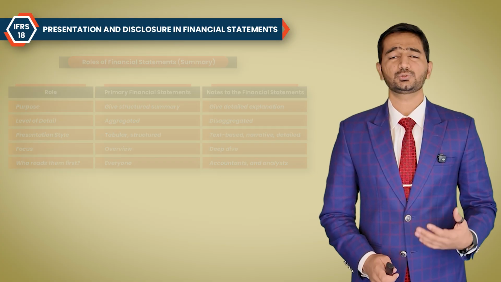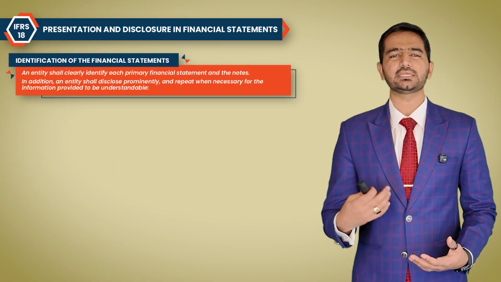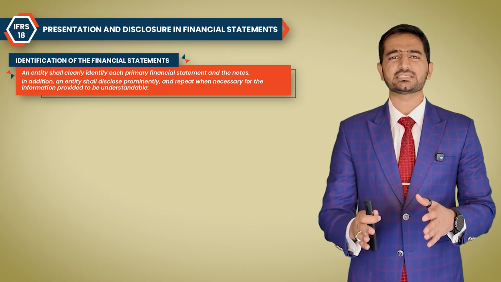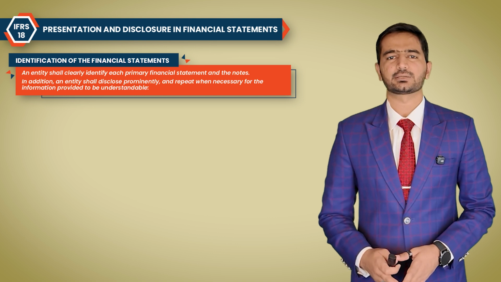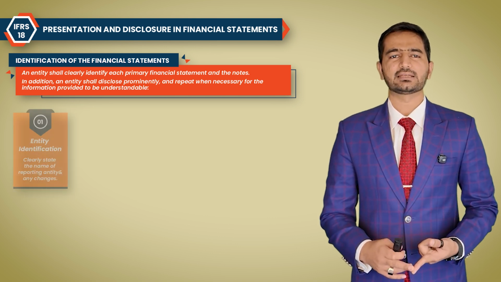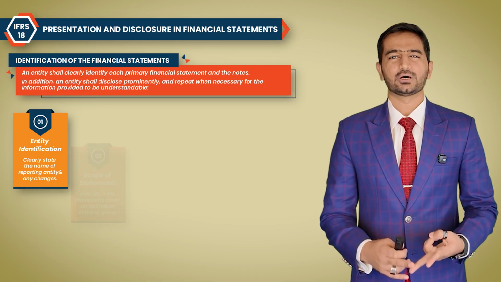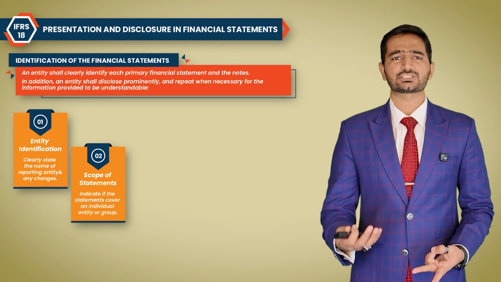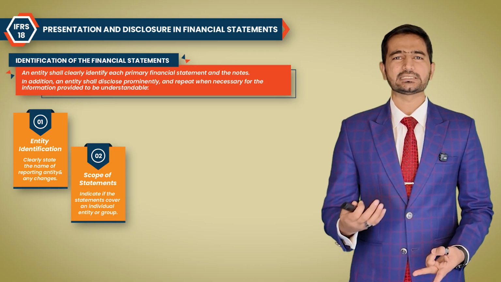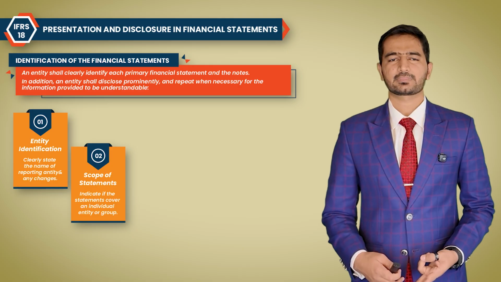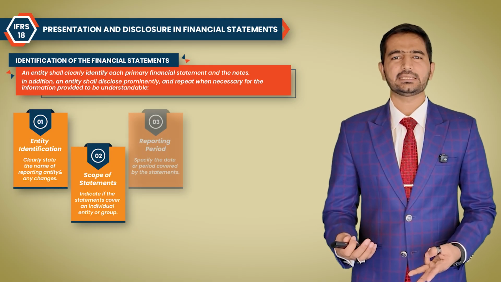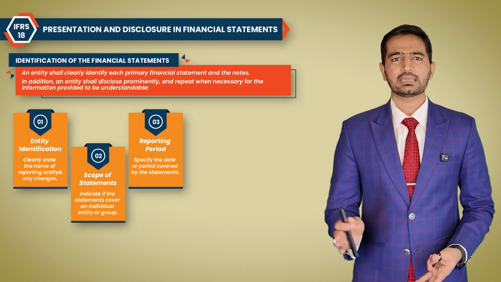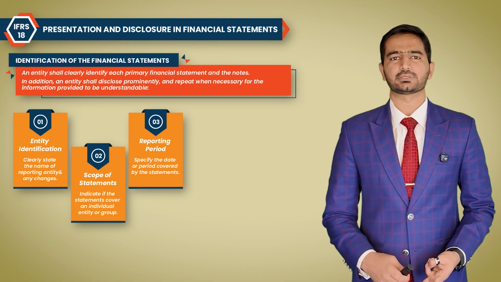IFRS 18 wants you to clearly label and identify each statement and note in your financial statement. Here is what must be stated clearly on every statement. Number 1, name of the entity. Number 2, whether it is a single entity or a group of entities. Whether you are showing financials of a parent company only or the consolidated financial statements. Number 3, the reporting date and the reporting period. That is the date of the end of the reporting period and the period covered by the financial statement.